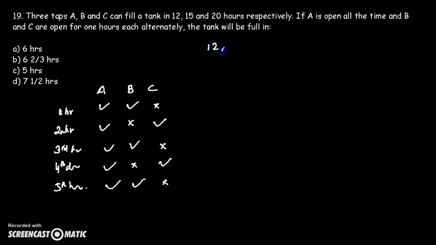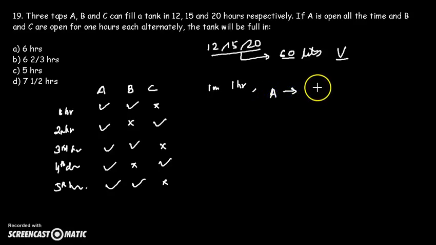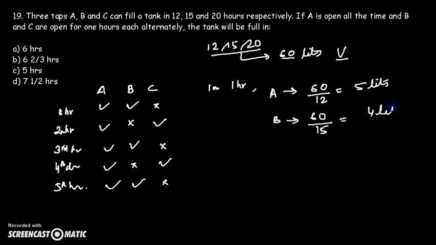The numbers involved are 12, 15 and 20. And their LCM will be 60. Consider 60 liters to be the volume of the tank. In 1 hour, what is the work done by A? A will pour in how much water? 60 upon 12 or 5 liters. And B, 60 upon 15, 4 liters. And C will be 60 upon 20, 3 liters. Okay, 5 liters, 4 liters and 3 liters.